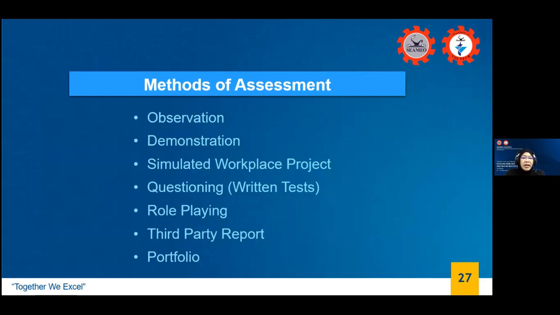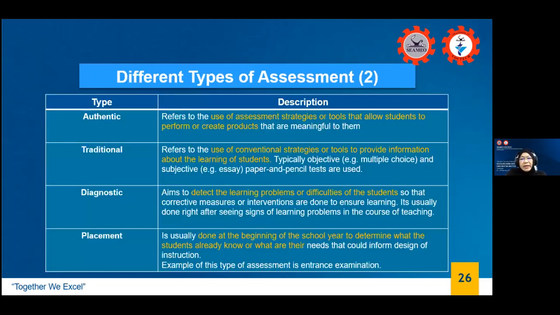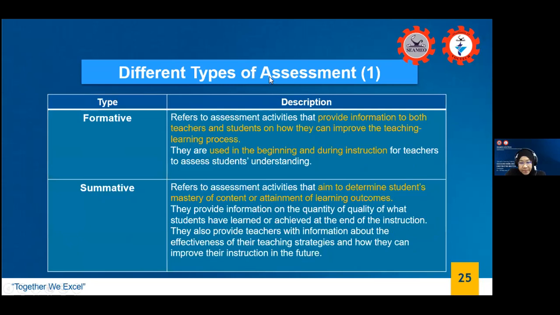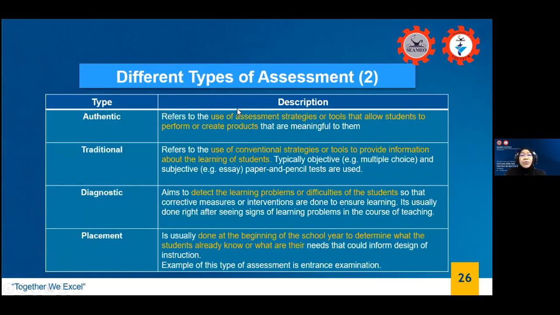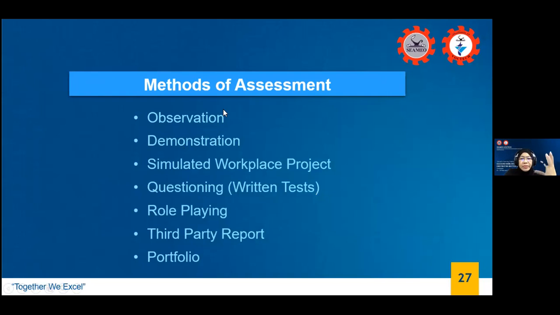Thank you. Next, now this is the methods. Just now was the type. Now is the methods, the how, right? Earlier was what type of assessment. Now is how do we assess? So you use the following methods: either demonstration, observation, simulated workplace project, questioning, role playing, third-party report, and portfolio. Right. Now, each of these methods, there are tools that you can use. Tools meaning instruments.